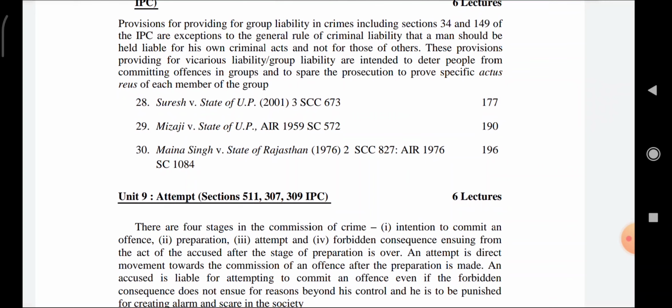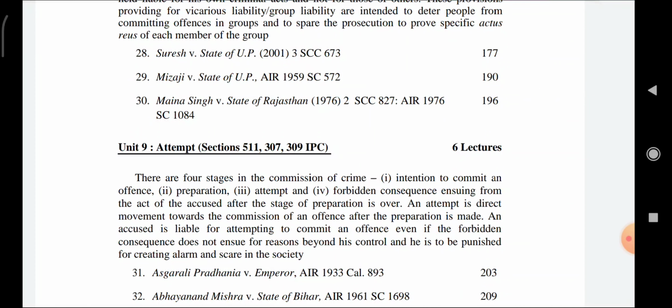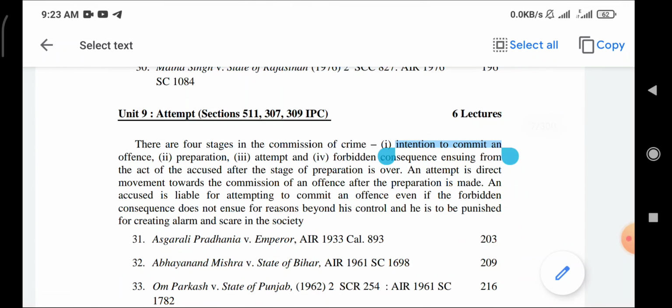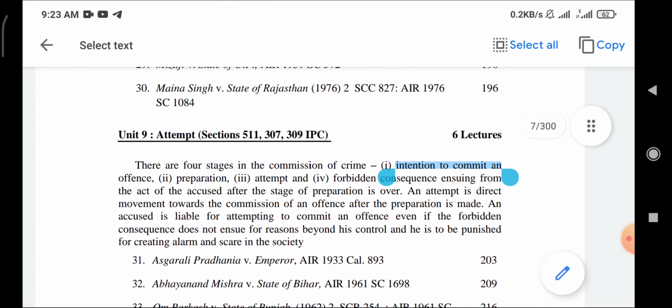Attempt. Section 511 is related to attempt, along with Sections 307 and 309 of the Indian Penal Code. These three sections related to attempt are covered in Unit 9. There are four stages of commission of a crime. First, intention to commit an offense. Second, preparation. Third, attempt. And fourth, forbidden consequences ensuing from the act of the accused after the stage of preparation is over. Okay.